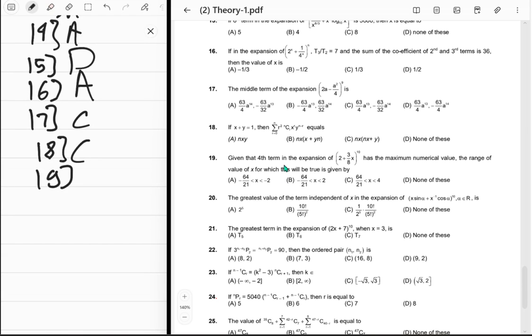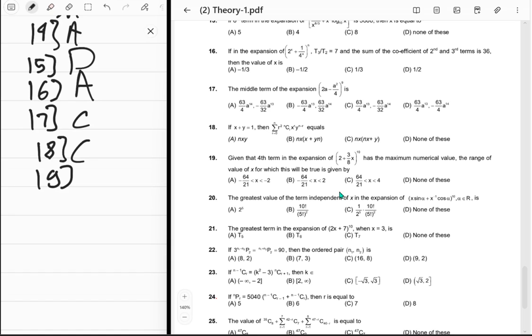Given that the fourth term in the expansion of this quantity has the maximum numerical value, the range of values of x for which this holds. Oh, we have already done this question once in the past, right? Yeah, in the interpret exercises we already did this. But anyway, let's do it once again.